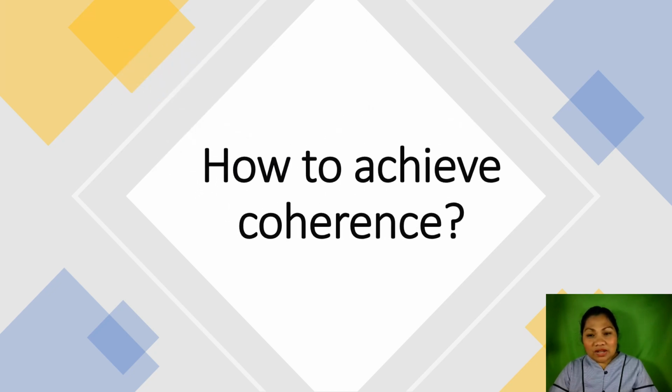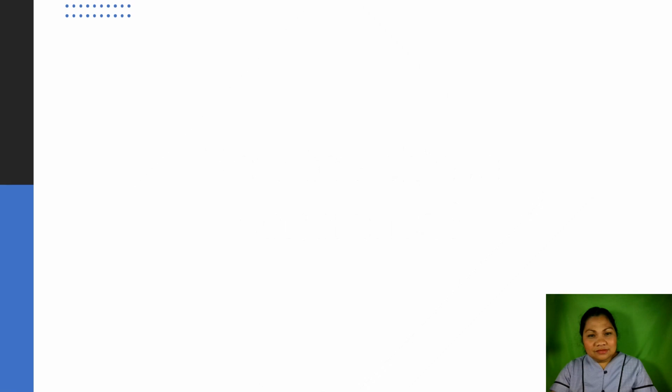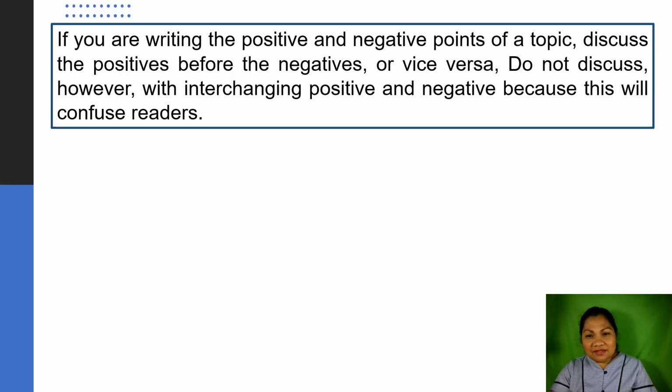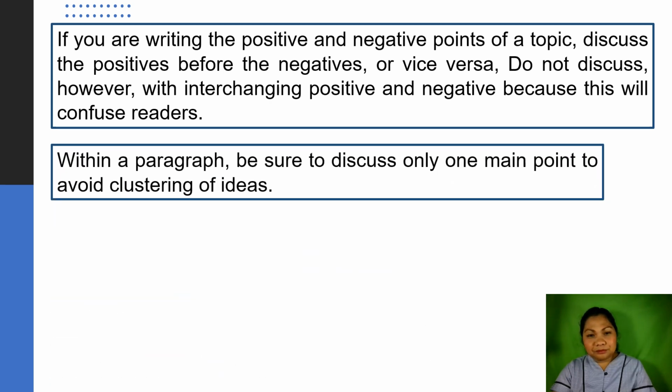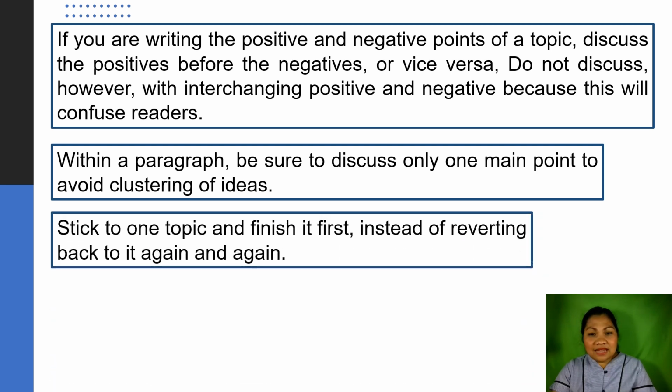Now, how to achieve coherence? If you are writing the positive and negative points of a topic, discuss the positives before the negatives, or vice versa. Do not discuss, however, with interchanging positive and negative because this will confuse readers. Next, within a paragraph, be sure to discuss only one main point to avoid clustering of ideas. Stick to one topic and finish it first, instead of reverting back to it again and again.